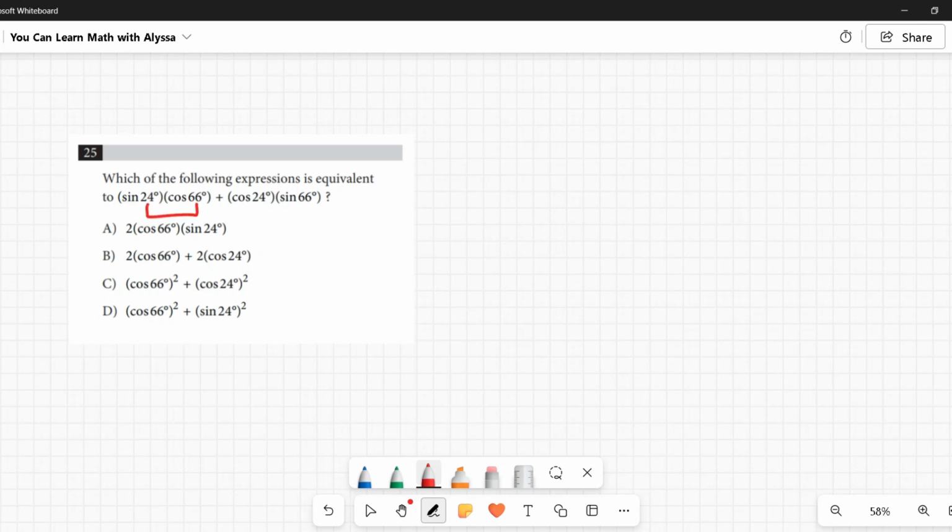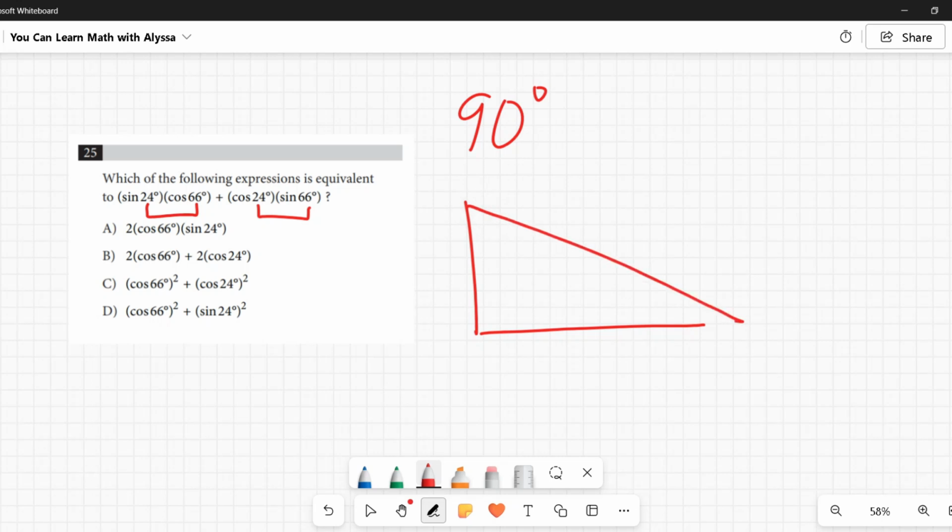24 plus 66, and those are the two numbers being used in both of these little parts of this sum. If you add those together, you get 90. So these are two angles in the same triangle, the same right triangle. It's going to be kind of like that, maybe. Okay, so there's my 24, and there's my 66, and there's my right angle.